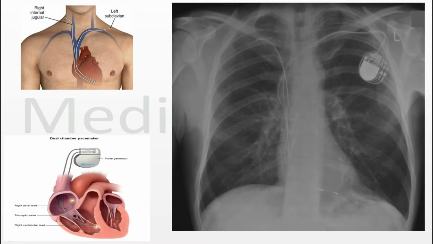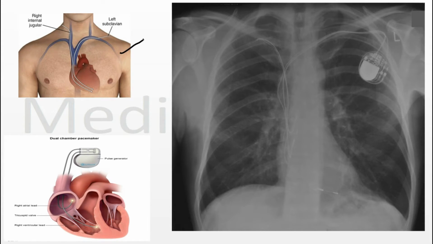Here also some pictures showing the pacemaker implantation. Transvenous pacing from the left subclavian and right internal jugular. These are the two probes in the right ventricle. And there is the dual chamber pacemaker implantation. Here is the right atrium, and this is the right ventricle.